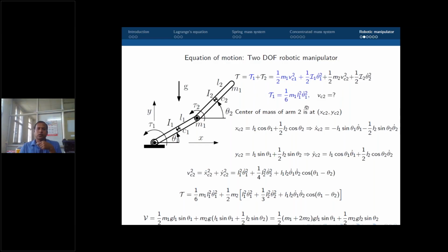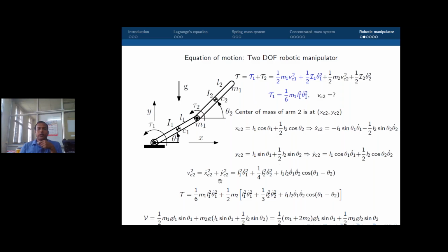How to determine that? Here is one method I am following. Let us assume that the center of mass of the second mass is at xc2, yc2, because the point is named c2 here. How are xc2 and yc2 defined? Along the x direction, xc2 is given by L1 cos theta 1 plus L by 2 cos theta 2. Similarly, yc2 is L1 sin theta 1 plus L by 2 sin theta 2. This way we have now defined the position of the center of mass of the second arm.